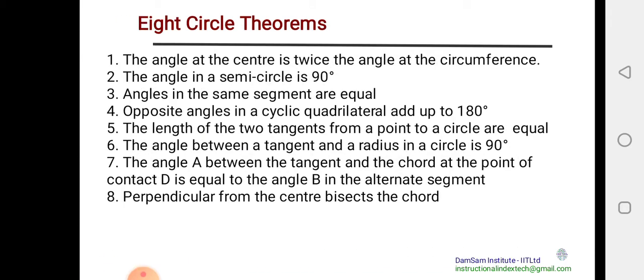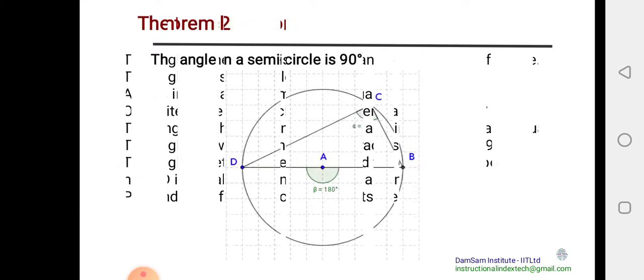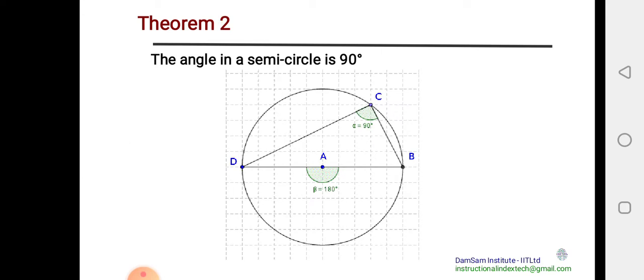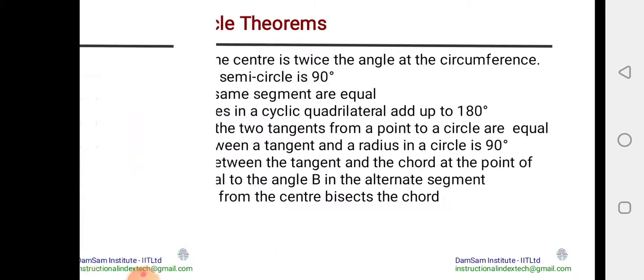And the second one is the angle in a semicircle is 90 degrees. An angle in a semicircle is when we have half of a circle. This is what we call a semicircle. And in fact, this angle happens to be 90 degrees, meaning that the triangle in a semicircle is a right angled triangle. At the circumference, we have 90 degrees at point C. So the angle in a semicircle is 90 degrees, and it is indeed a right angled triangle. Let's take note of that.